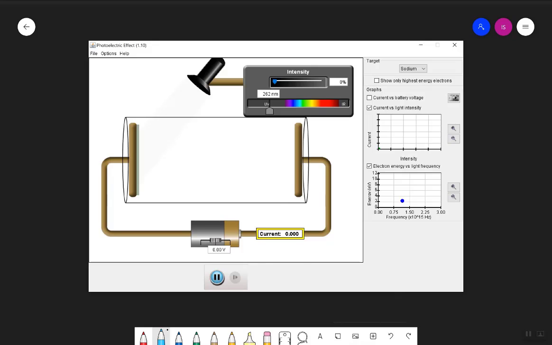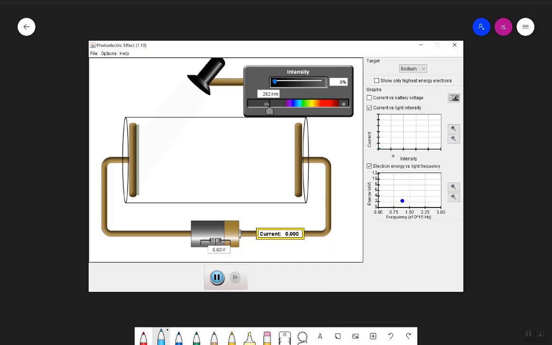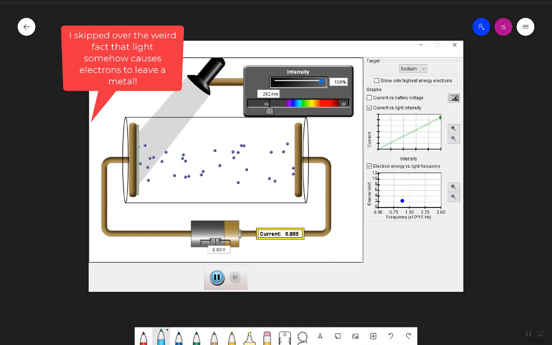So we have our setup here, and I've got two graphs here. So we're going to be graphing the current versus the light intensity. The light intensity is the brightness of the light, how much light we're getting out. And then we'll be plotting the energy of the electrons that come out, which we'll see in a second, versus the frequency of the light we shine on it. So let's start. We've got a sample of sodium here, and we have a high intensity light here.